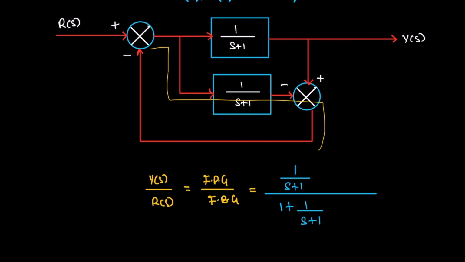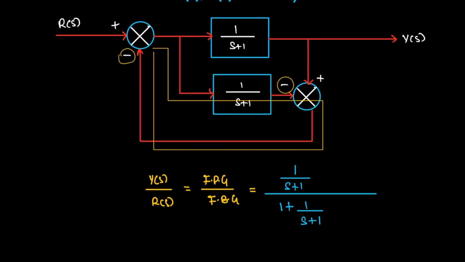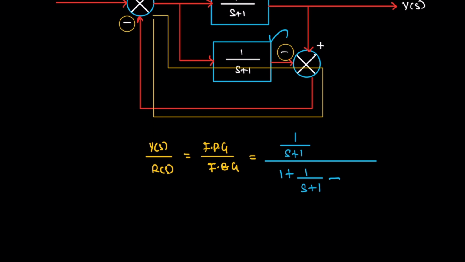The second feedback is this one. But here this location is negative and here also negative. So the actual feedback is positive feedback. Positive feedback means this location is a negative sign, and the gain value is just 1 divided by (s plus 1).